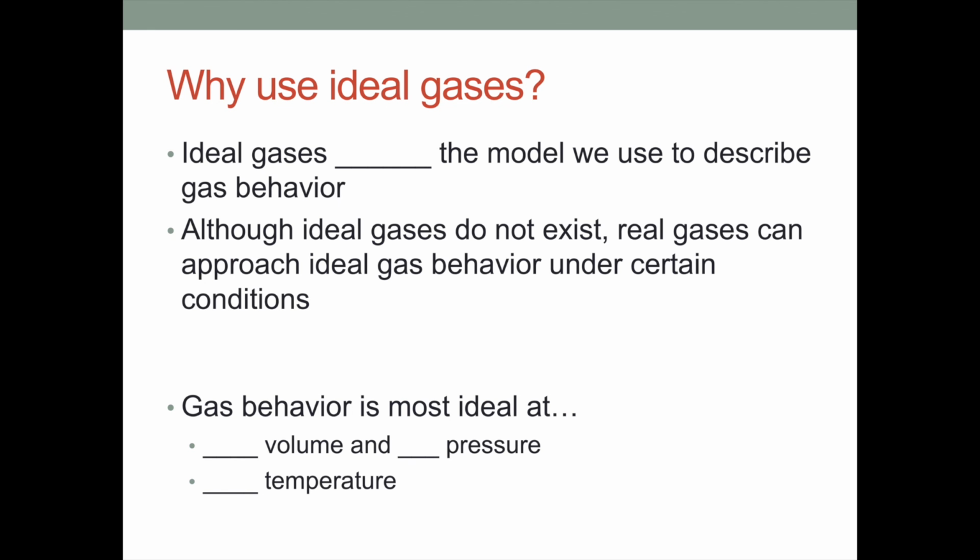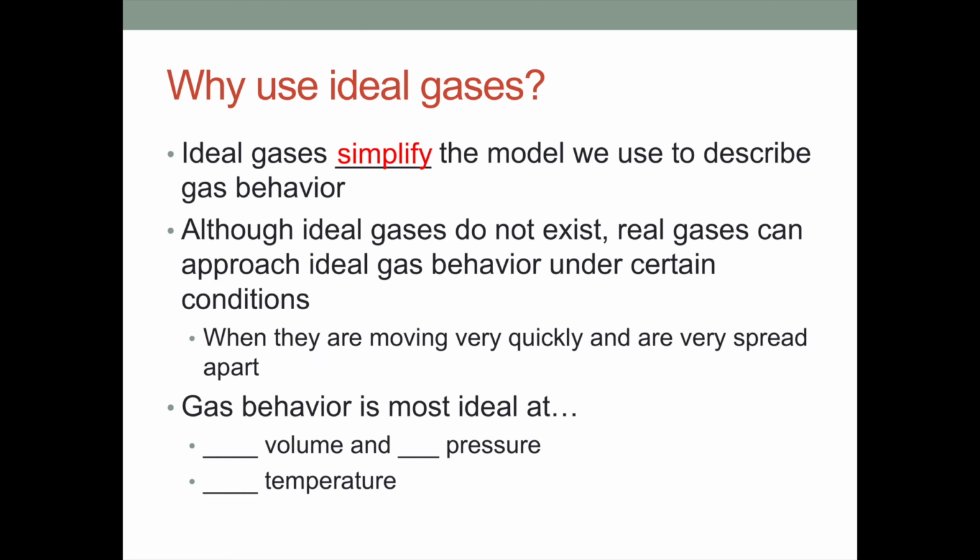So then why use ideal gases if they are nothing like reality? Ideal gases simplify the model we use to describe gas behavior. It takes out variables. Although ideal gases do not exist, real gases can approach ideal gas behavior under certain conditions, specifically when they are moving very quickly and are very spread apart.